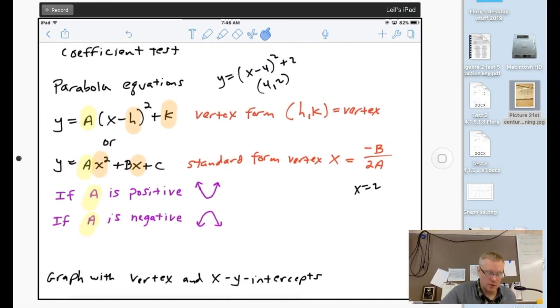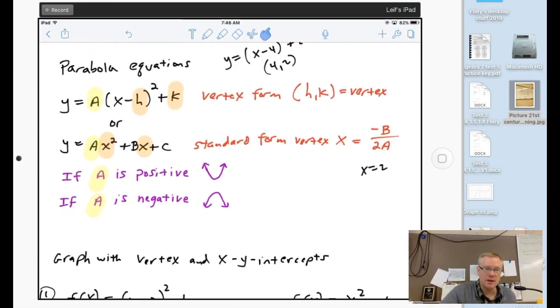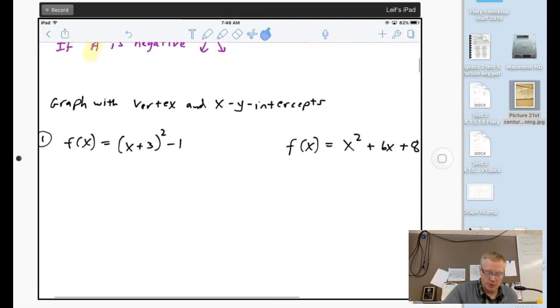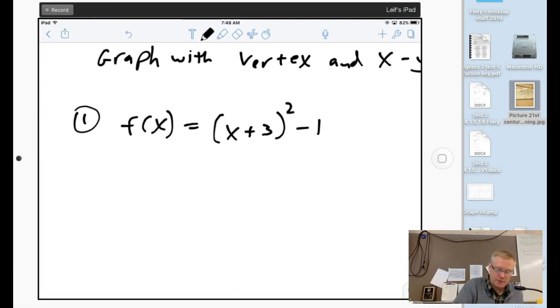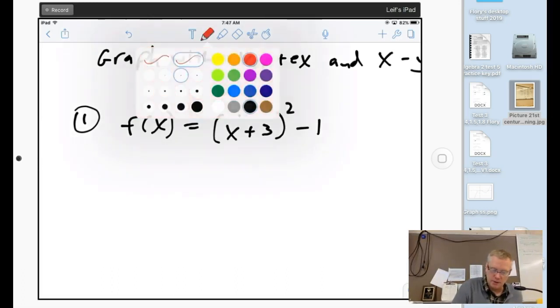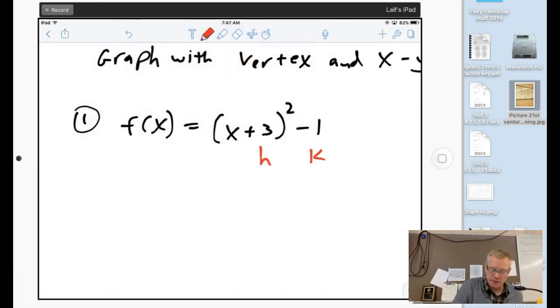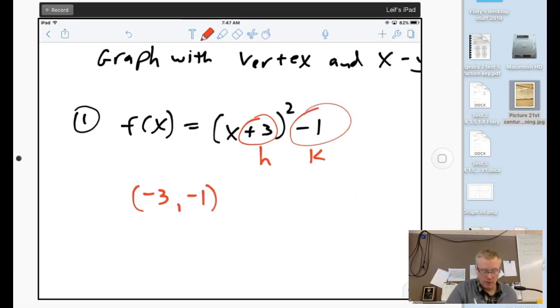Next, I'm going to show you how to graph with the vertex and x and y intercepts. Suppose I had this one here. Let me start with the vertex. Like I said before, (h, k) will be your vertex. Since it's plus 3 here, it's going to be the opposite sign for the x. It's in parentheses. The y will be exactly what it looks like over here.